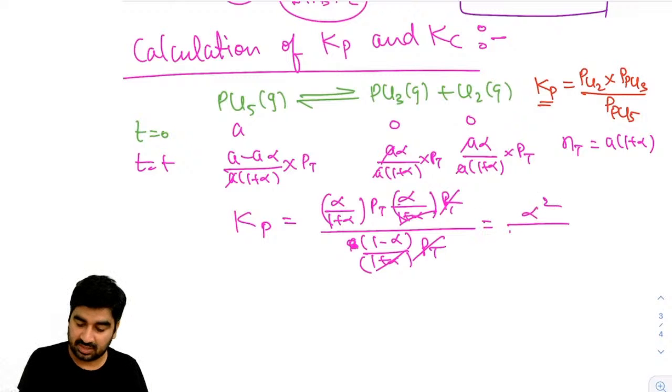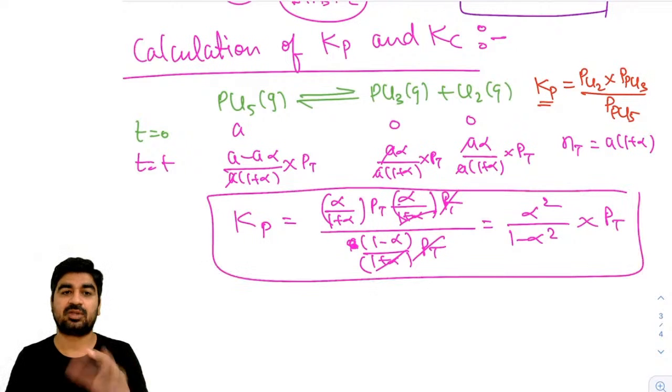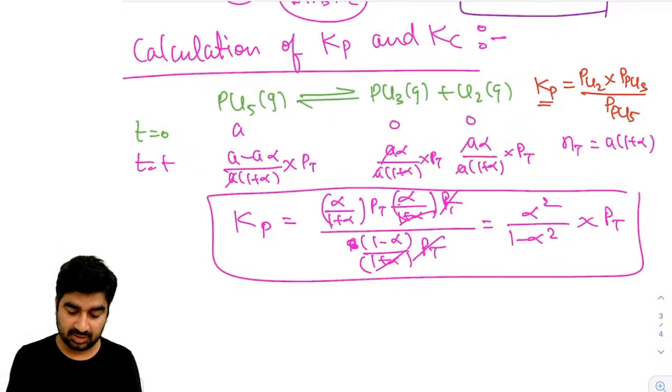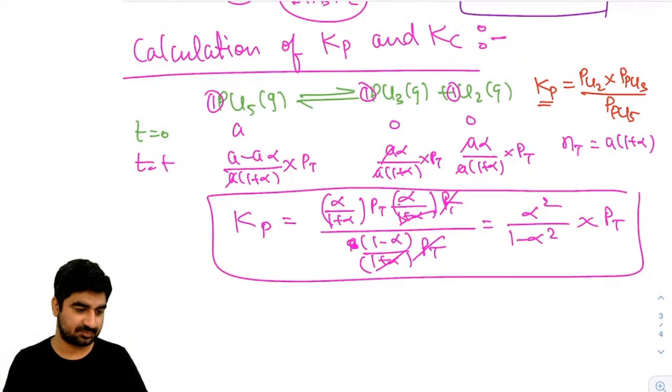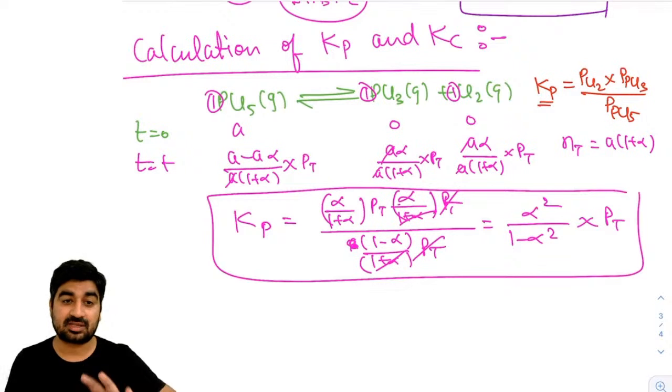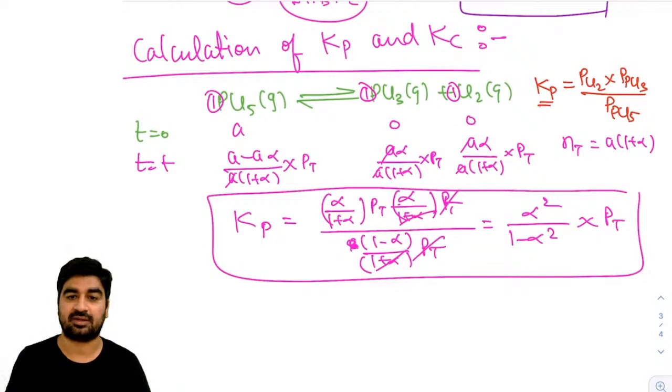So this is the expression, and guys, this expression will be different for each reaction depending upon the stoichiometric coefficients. Here it was 1 1 1. If it had been 1 1 2 or 2 1 1, then it would have been different. So these expressions would be totally different. Ask me guys if you have any doubt.